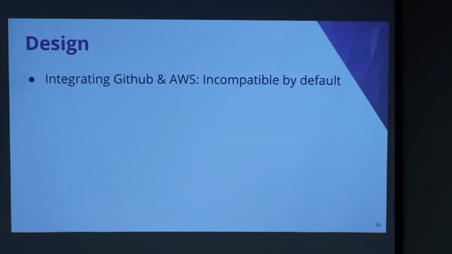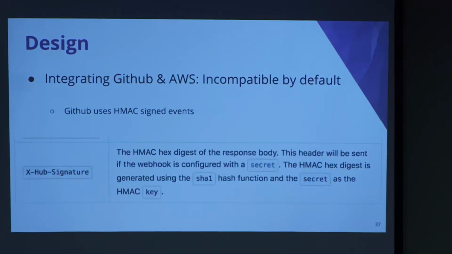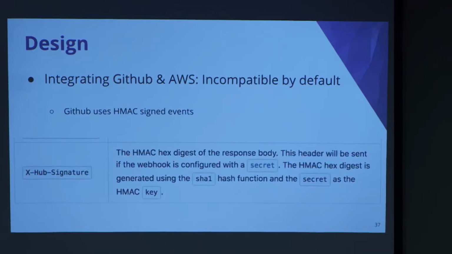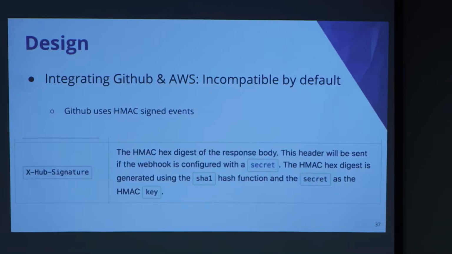Integrating GitHub and AWS seems kind of incompatible by default. If you look at the GitHub documentation, they use, as I say, HMAC signed events. So they will take the payload of the event they send you. You give them a secret when you set up the webhook, and they will use that secret to generate the HMAC signature of your payload and send that in the header. So you need both the header and the request to actually validate the payload.